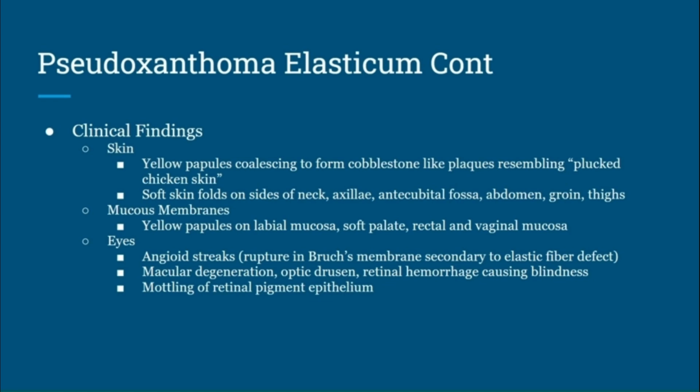The mucous membranes will also have yellow papules on them. This can include the soft palate, the labia, rectal, or vaginal mucosa. But back to the eyes, we're talking about those angioid streaks again. These are ruptures in Bruch's membrane, secondary to elastic fiber defects. Macular degeneration, optic drusen, retinal hemorrhage all can cause blindness as well. Mottling of the retinal pigment epithelium can also be noticed.